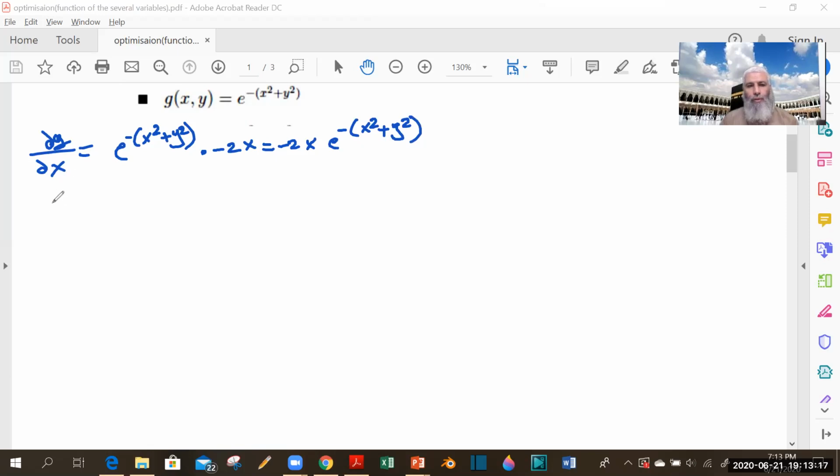And dg dy is what? It's e power negative x squared plus y squared, multiply the derivative of the inside, which is negative 2y. So it would be negative 2y e power negative x squared plus y squared.